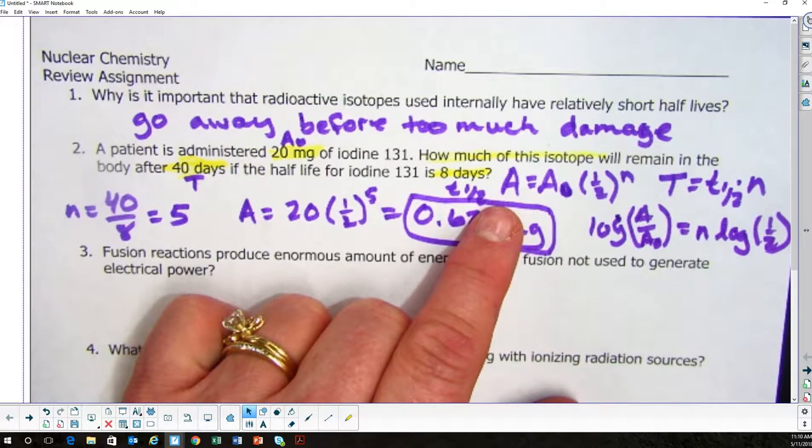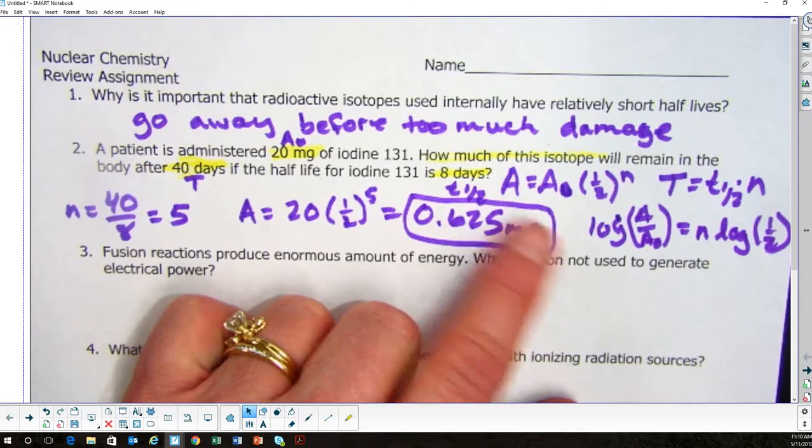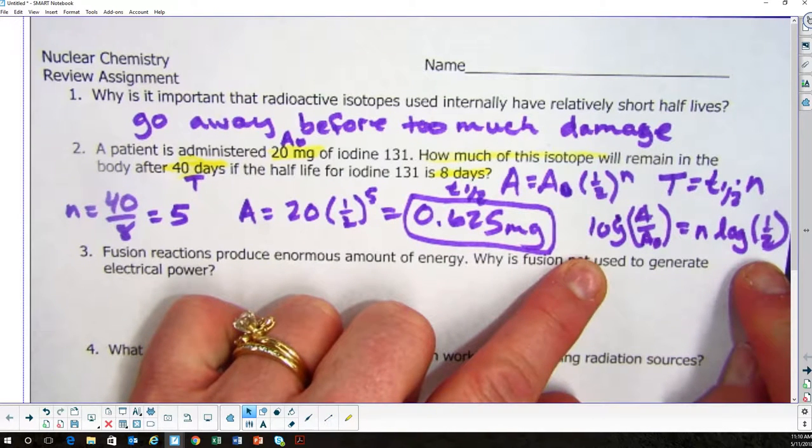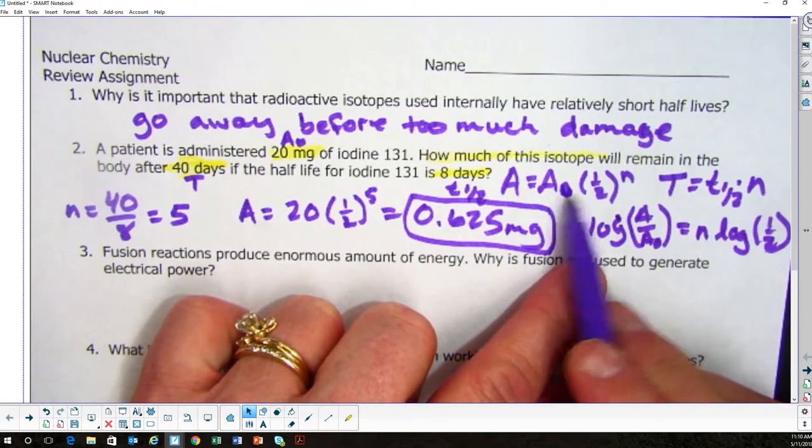Find N. If you were just given A and AO, then you have to do log. That's the only time you have to do log. Other times, you're just using the regular equations.